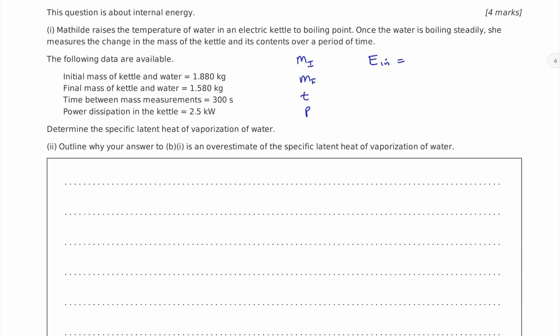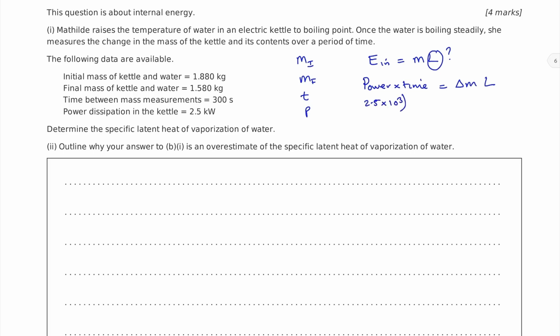So the energy into the system is going to be used as latent heat of vaporization. And we want to work out what this value here is. We know how much power is into the system over a length of time. So the energy into the system is power times time, and the change in mass times L. We know what the change in mass is, so we simply put the numbers in.